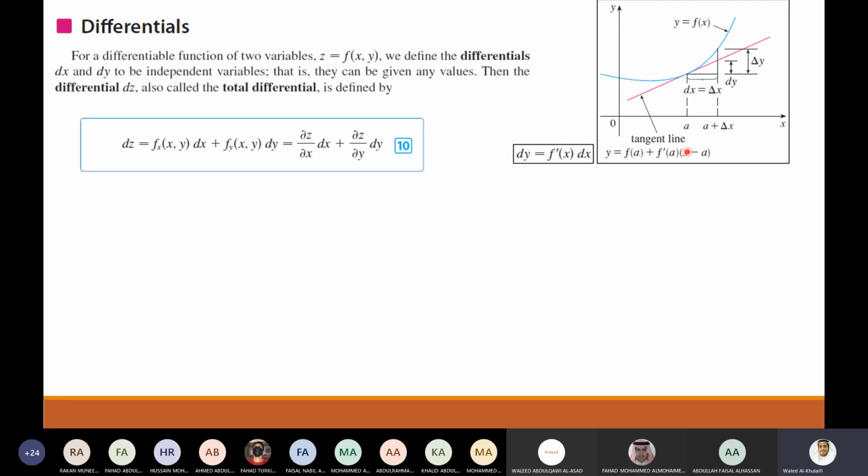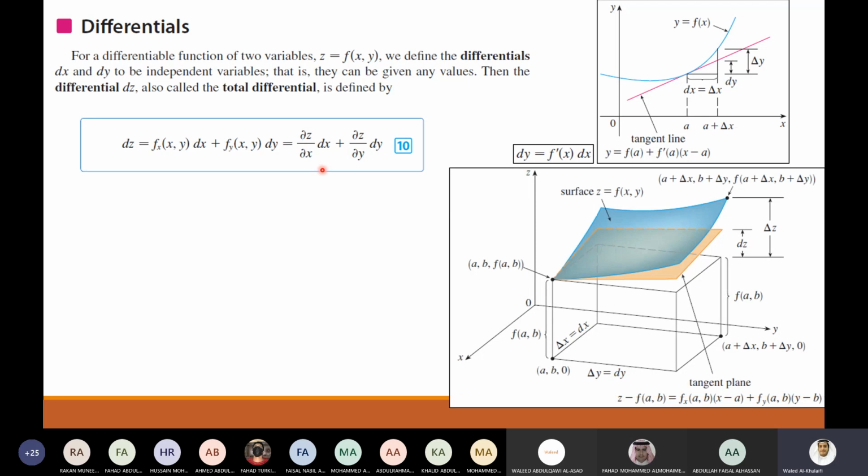But what will happen in the case of a function of two variables? For a differentiable function of two variables z equals f of x, y, we define the differentials dx and dy to be independent variables, and then dz, we call it the differential dz, or, and this is most common in the literature, the total differential. The total differential is defined this way: dz is equal to partial f by partial x times dx plus partial f by partial y times dy, or we can write it this way here. This is equation 10.